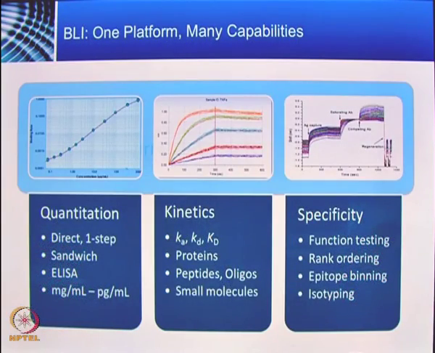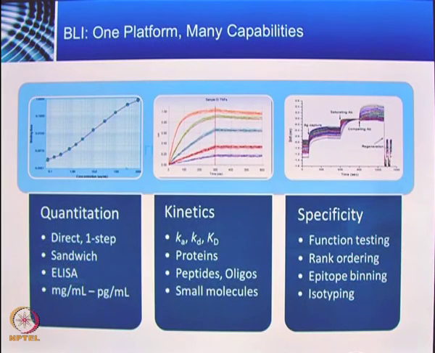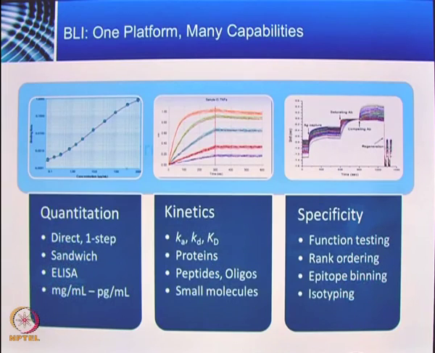And as another application, BLI technology can work with different research purposes. We can use the technology to perform quantitation of biomolecules. This can be achieved by immobilizing a specific antibody or molecule onto the biosensor and using it to analyze the concentration of other molecules. It can also be used to analyze the kinetics of biomolecule interactions for us to get kon, koff, KD. And in the pharmaceutical industry, it can also be used to perform functional testing, epitope binding analysis, and also perform isotyping of the antibodies.